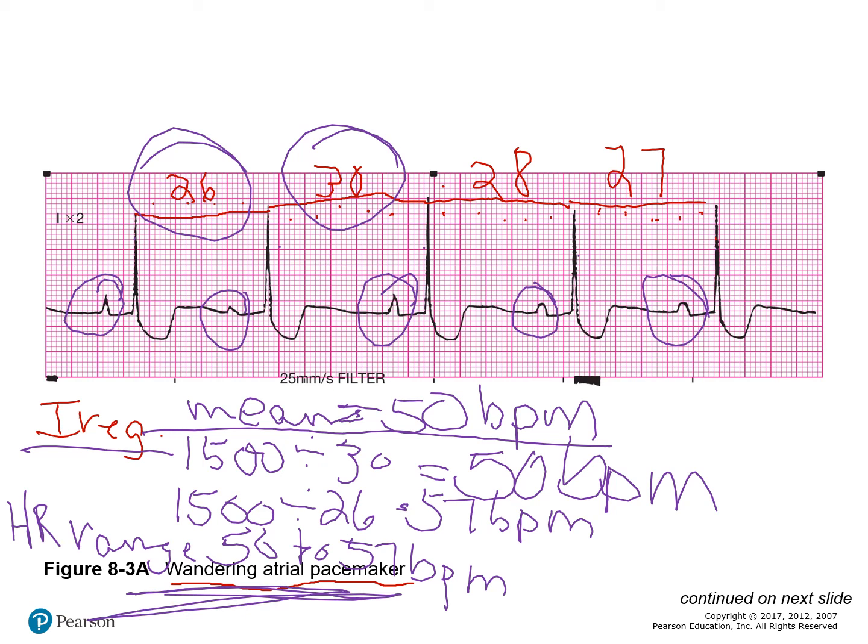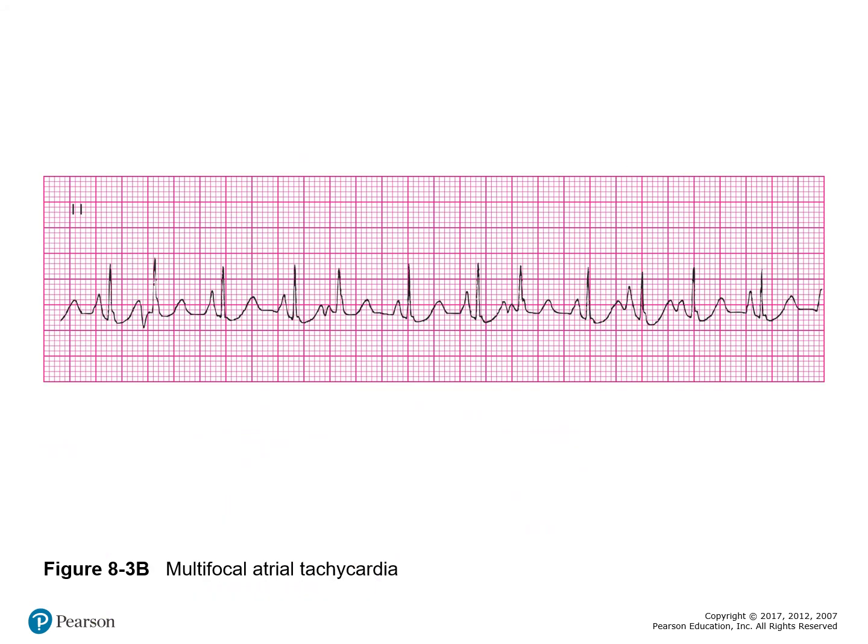Let's take a look at a MAT. All right, let's take a look at this rhythm. This is going to be a multifocal atrial tachycardia, or a MAT, as we like to say. As you know, we have to find our R to R intervals first, correct?